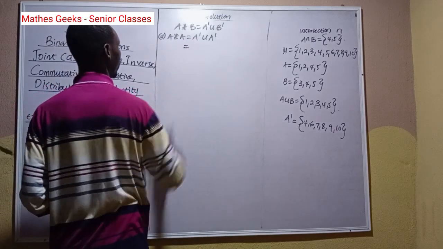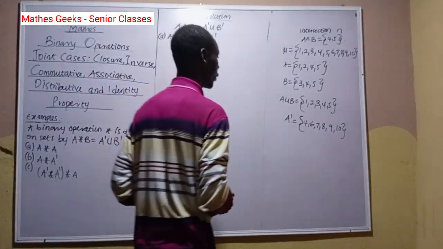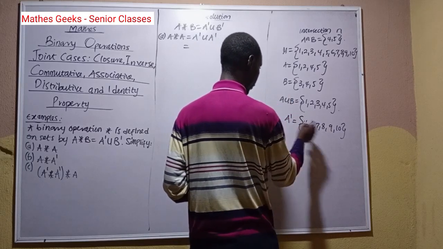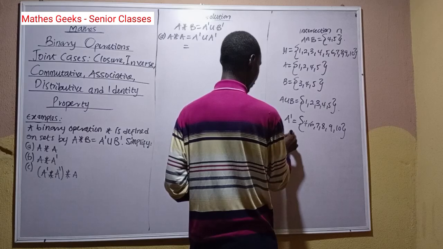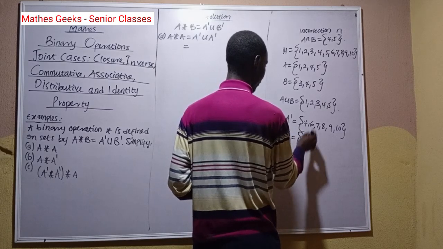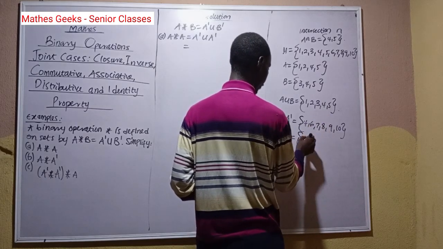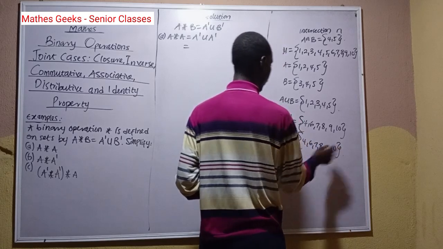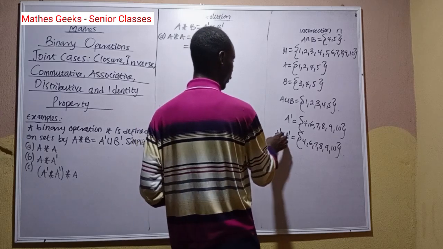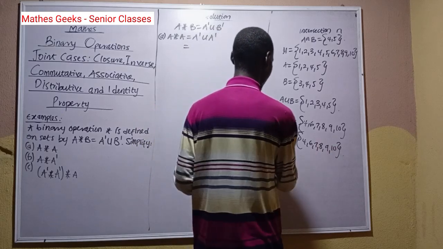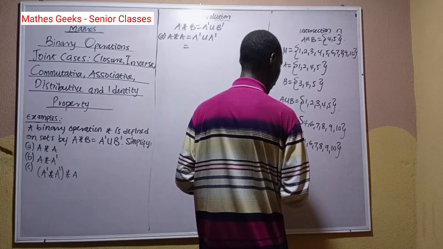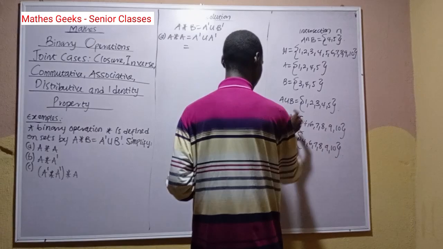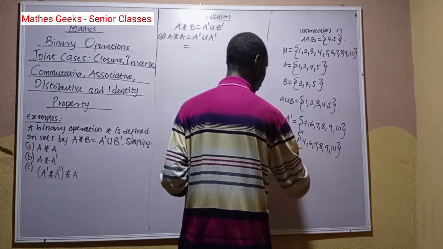So from our analogy, A complement union A complement means that if you join this A complement to another A complement, what would it be? You will still have the same set here, which is 4, 6, 7, 8, 9, 10. We won't have anything different. A complement union A complement means we bring the elements together into a set that contains all the elements in this one and this one, so that there's no repetition.